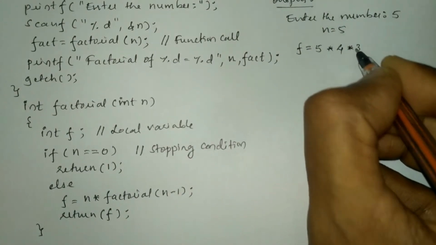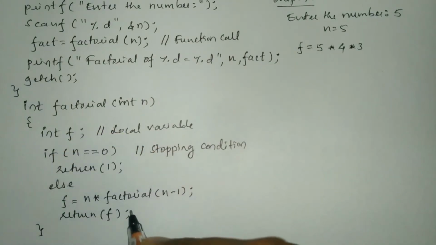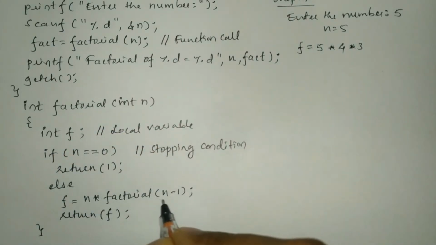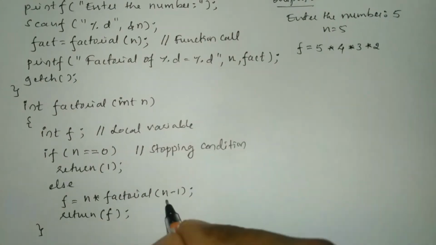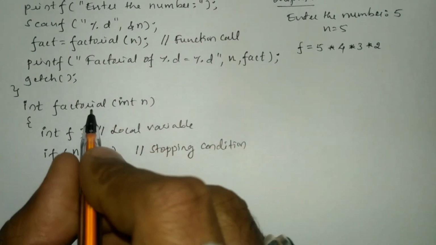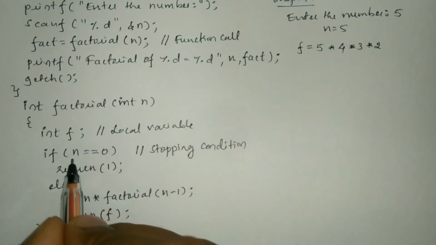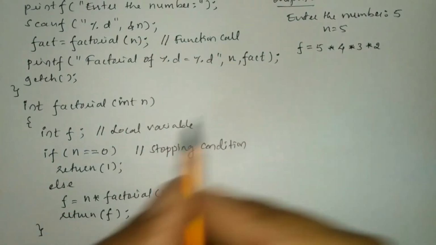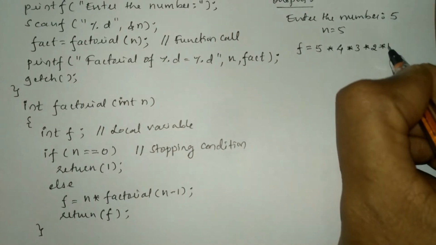So into 3. Again control transfers to the function definition. Now the value of n was 3, now it is decremented by 1. So 3 minus 1 is 2. So it is going to multiply and 2. Again control transfers to the function definition by calling this. So it is going to check every time n value is not equal to 0, hence I am not checking over here. So next 2 minus 1, it will become 1.